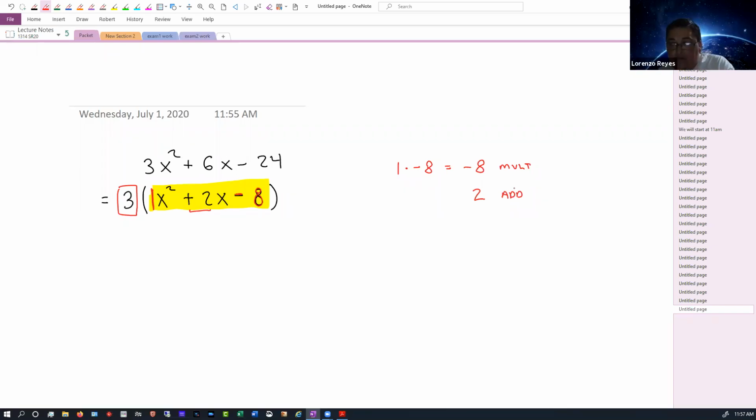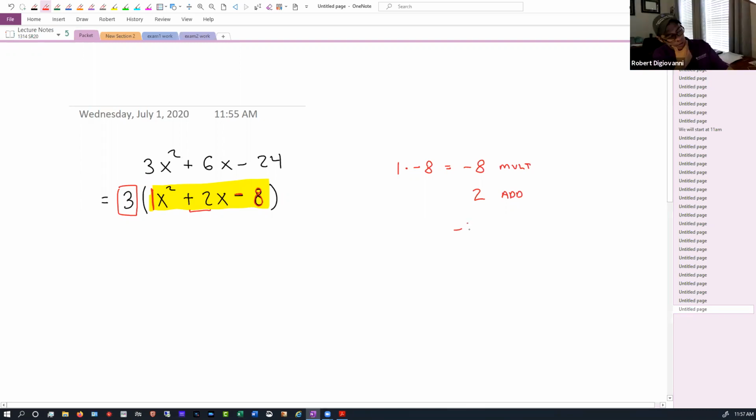Negative 2 times 4. Okay, negative 2 and positive 4. What do y'all think? Well, let's check them. Negative 2 times positive 4 gives you negative 8, and negative 2 plus 4 does give you 2. And that works, right? That's what we wanted. We wanted them to add up to be 2 and multiply to be negative 8.